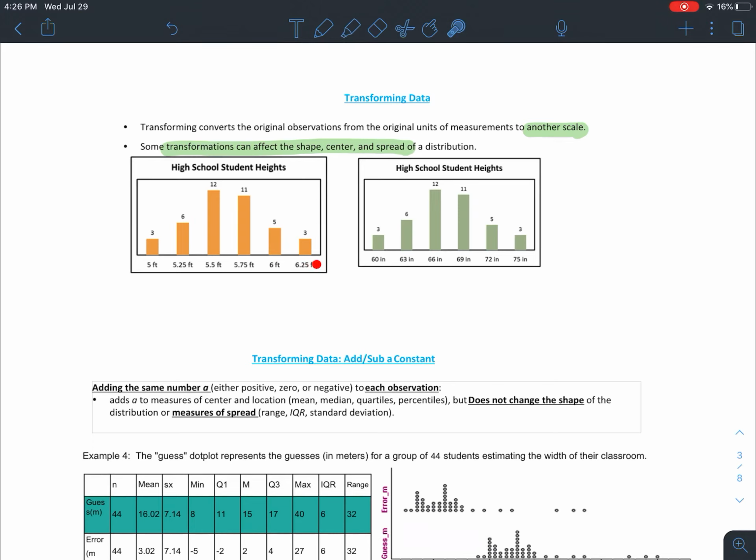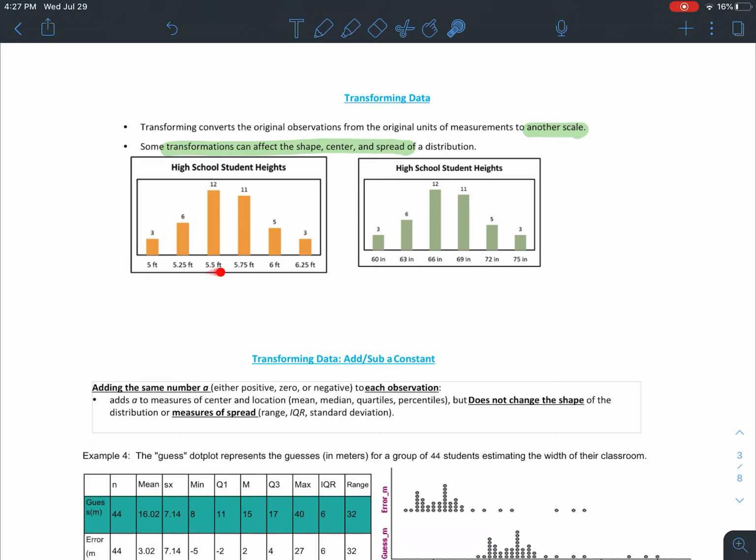You can see here in this picture, we have a bar graph that's representing what the frequencies are of the heights of some high school students. These are in feet though. If we were to convert 5 feet into inches, that's where we're getting the 60 inches. 5.25 feet, we get 63 inches. You'll notice the frequency counts are the same.